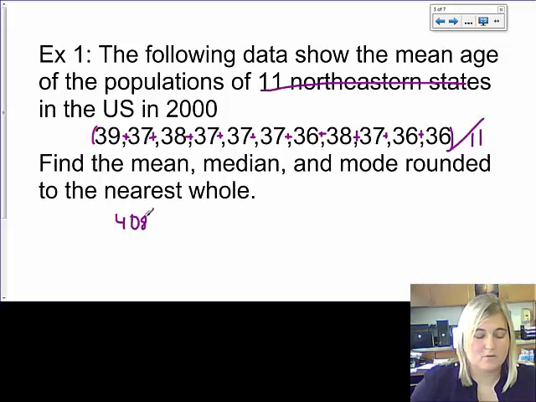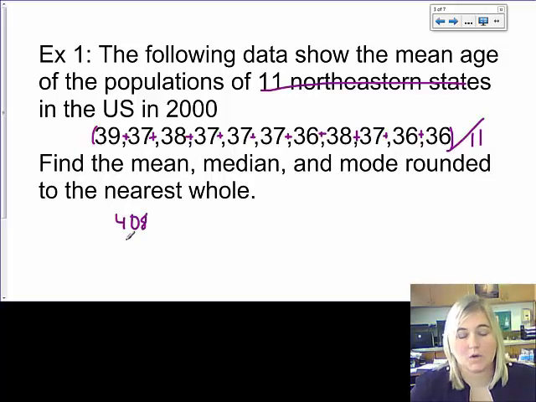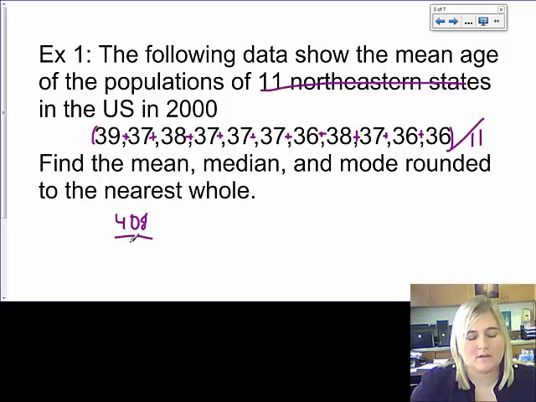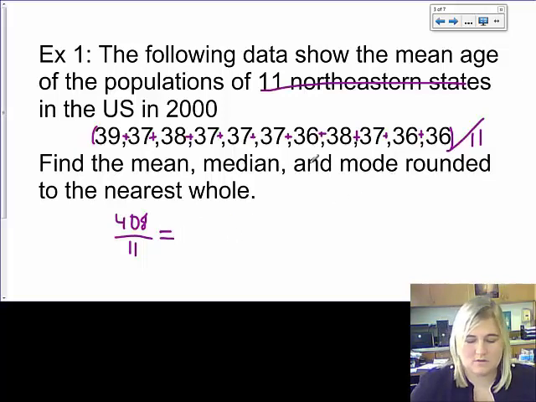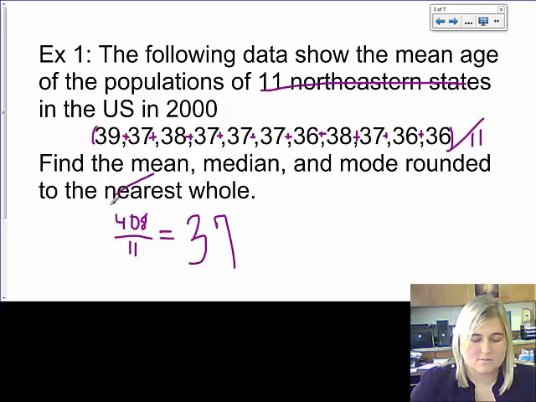Okay, if we were doing this in class, and if you were doing this, I always recommend that you do a double add to make sure that you get the same number twice, so you don't make a mistake. And if we divide that by the 11, it gets us 37.09, which it says to round to the nearest whole, so we're just going to round that to 37. This was the mean.